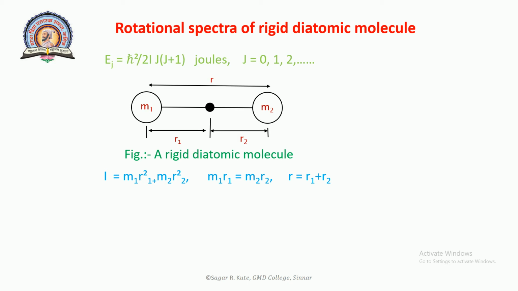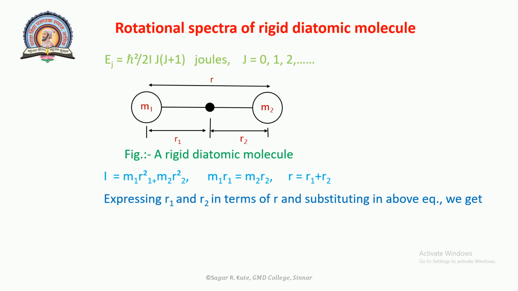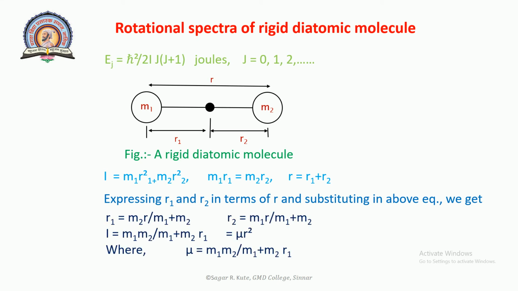I is equal to m1 r1 square plus m2 r2 square. m1 r1 is equal to m2 r2. r is equal to r1 plus r2. Expressing r1 and r2 in terms of r and substituting in the above equation, we get r1 is equal to m2 r upon m1 plus m2 and r2 is equal to m1 r upon m1 plus m2. I is equal to m1 m2 upon m1 plus m2 into r square, which is equal to mu r square, where mu is equal to m1 m2 upon m1 plus m2.